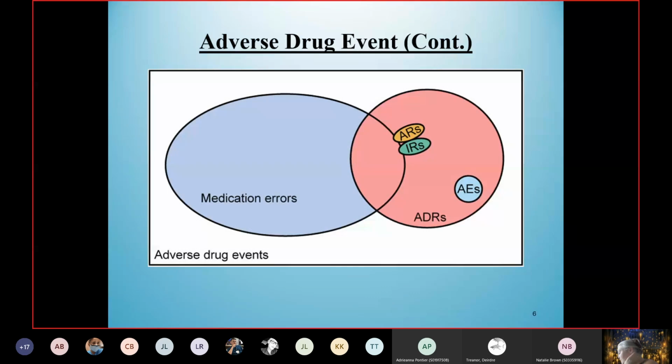So we have our adverse drug events. You have allergic reactions, which is the ARs. The IRs, which are idiosyncratic reactions. The AEs are adverse drug events. And then that whole big circle is adverse drug reactions. So you can see here, medication errors doesn't always mean an adverse drug reaction. Okay.